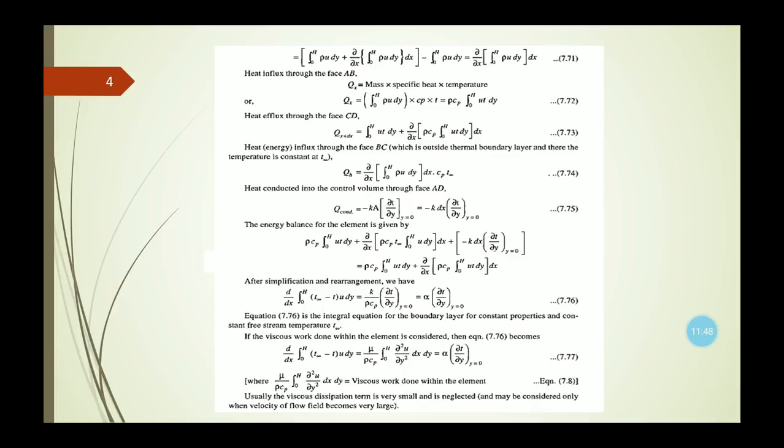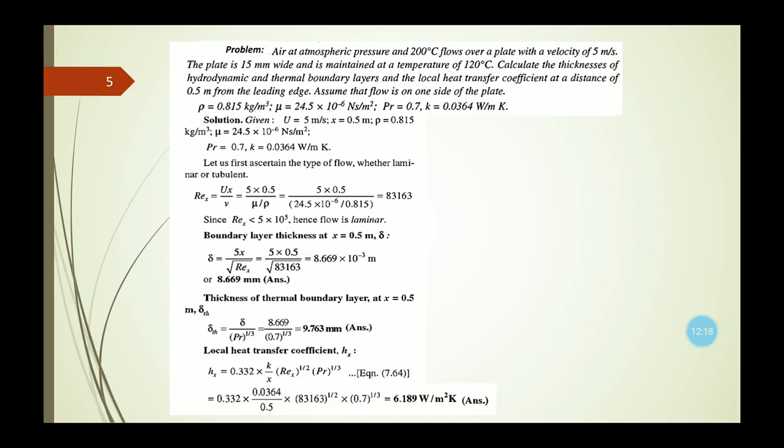So usually in this analysis, the viscous dissipation term is very small and that's why it is neglected. It is considered only when the velocity of the flow field becomes very large. So here we have seen the integral energy equation and its solution. Now let us discuss one numerical.